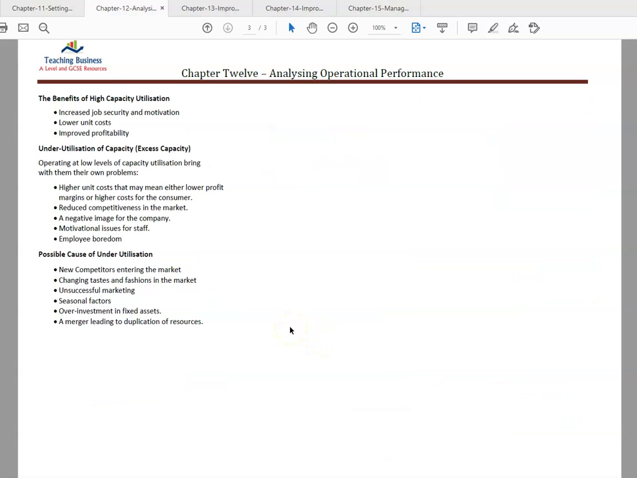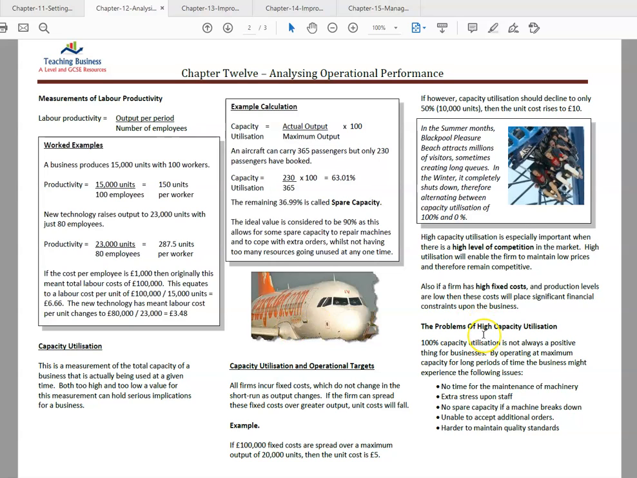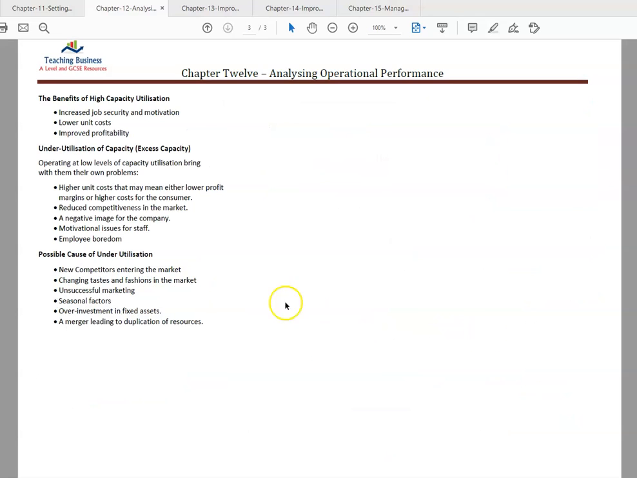And it's worth looking at the fact that capacity utilisation, you want high capacity utilisation, you want to be producing at very near to the maximum you can, but it's worth remembering that while you do that, there are problems that can be caused if you're not prepared for changes. So that's an introduction to these two chapters.